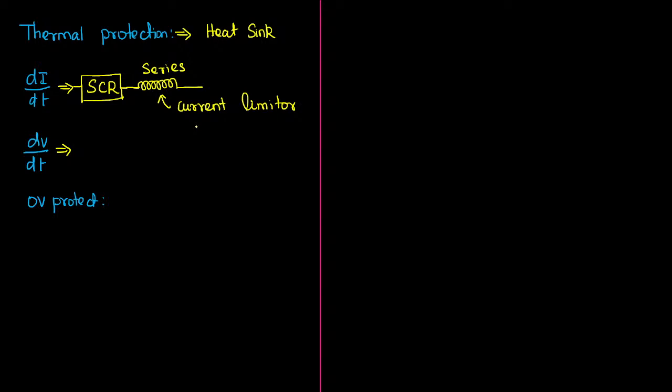For dV by dt, there will be a device in parallel with the SCR, R and C, which we call a snubber circuit, the RC circuit. Basically we are calling it a snubber circuit only. How is it? Across the SCR we will have a resistor in series with a capacitor. They connect it like this, a parallel connection. So this RC circuit is also called the snubber circuit, the famous name for this.